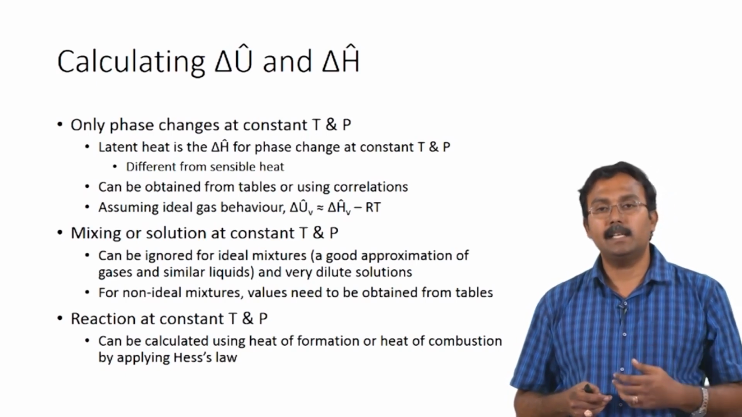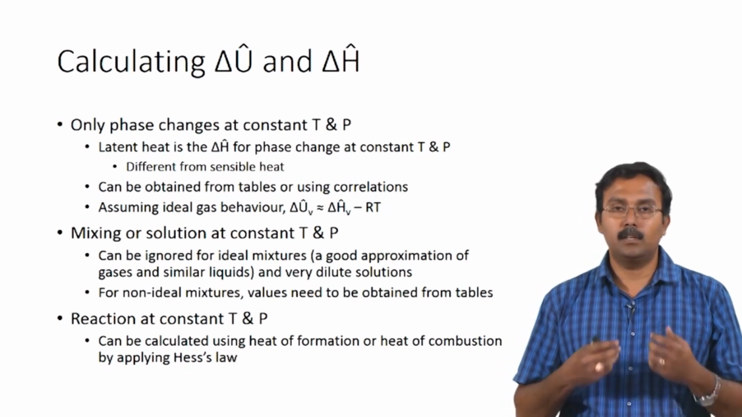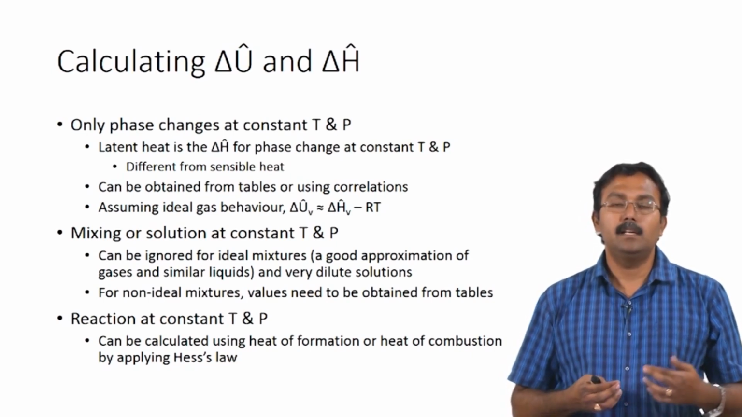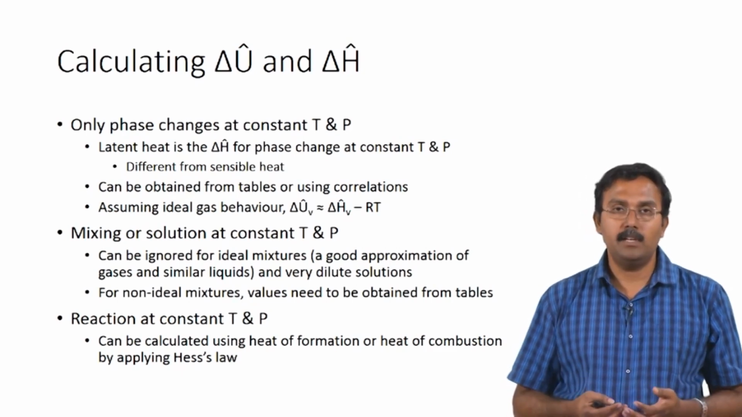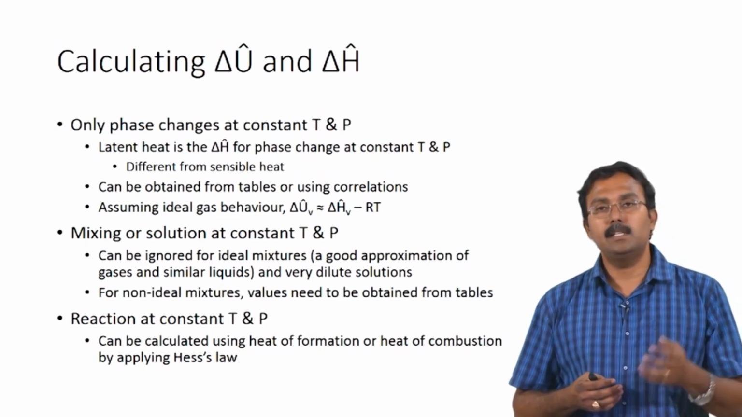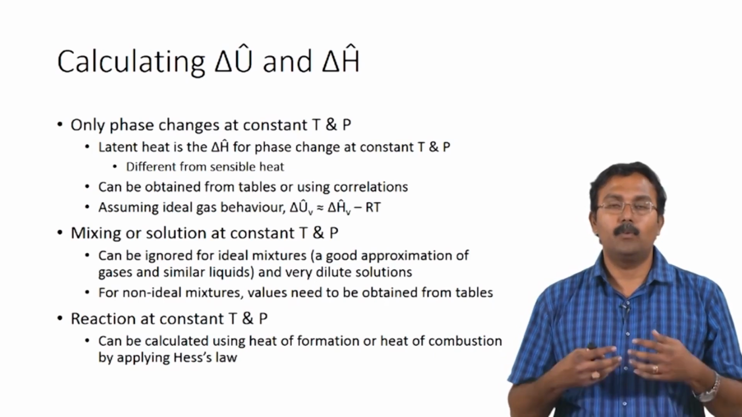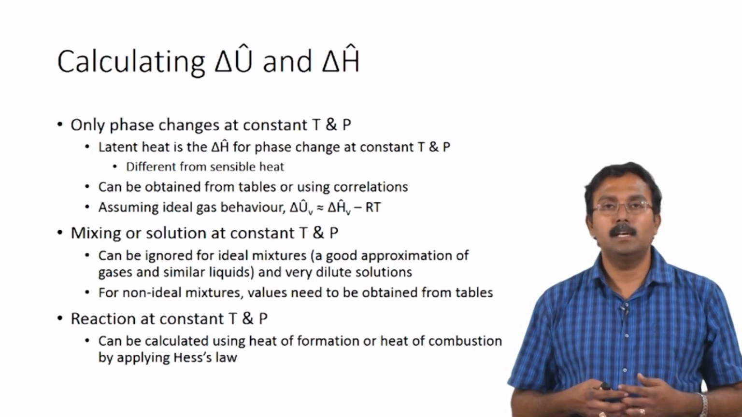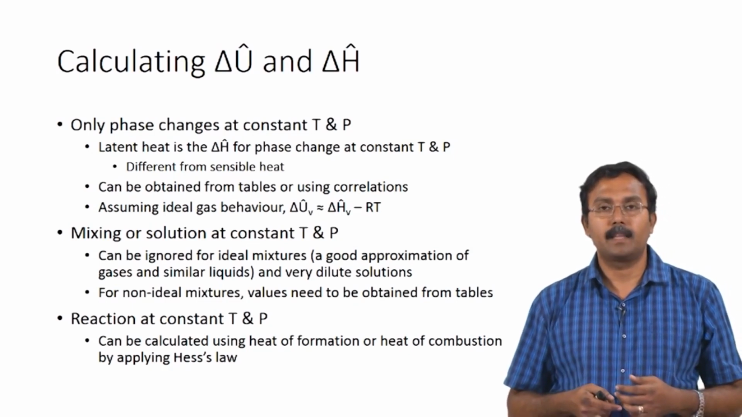When you have a reaction at constant temperature and pressure, you would have to account for the change in enthalpy. Either the heat of reaction can be given to you directly, or, if it is not given, you would calculate it using the heat of formation or heat of combustion by applying Hess's law. We have already looked at what Hess's law is, and we can use that to get the heat of reaction.